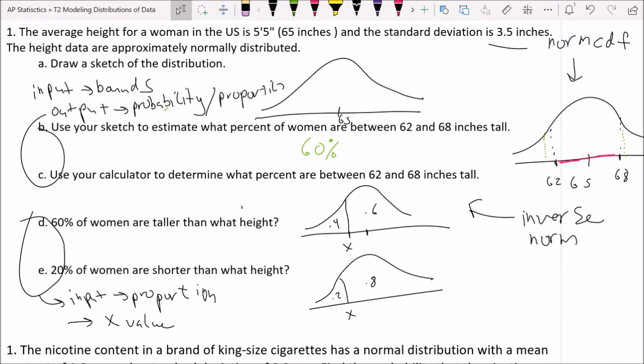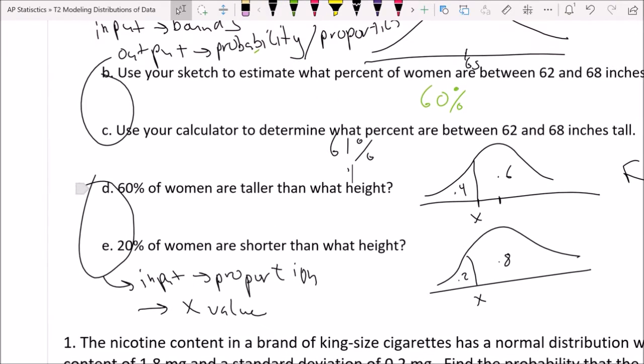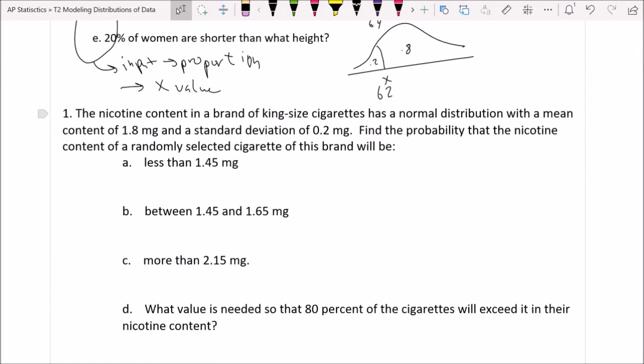Let's return back to this screen and check and see if those make sense. So what we had is that we thought the area was 60%, but it was actually rounded, it was 61. For the next two, we're asked 60% of women are taller than what height? Remember, the mean was 65. And we got that this number was 64 inches. Okay, that kind of made sense. And 20% of women are shorter than 62 inches. And that's 5 feet 2, if you're wondering. So 20% of women are shorter than 5'2". Yeah, seems maybe about right. Okay, so that's our first calculation from the inverse norm. Let's try another question.